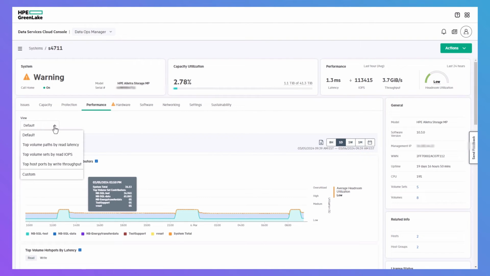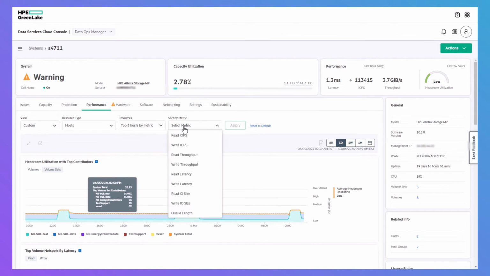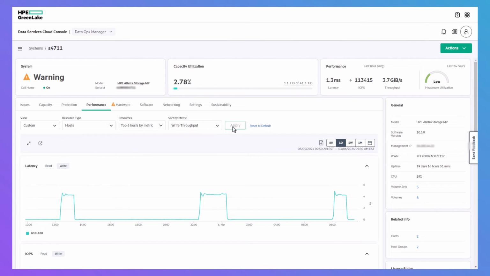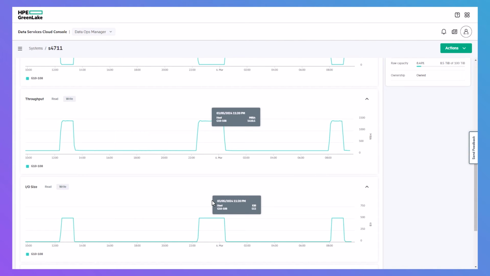I also want to highlight the flexibility to customize your view to analyze multiple performance metrics. There are built-in charts that allow you to examine the top components, or you can focus on the specific volumes, hosts, or host ports of your choosing, or just look at the top 6 of each resource. So, for example, on this system, we might expect that there's an overloaded host during the period of high utilization. Sure enough, the host named G10108 has elevated throughput and latency during that same interval.